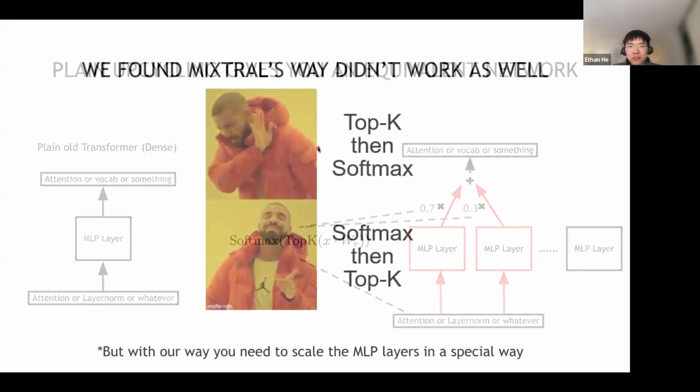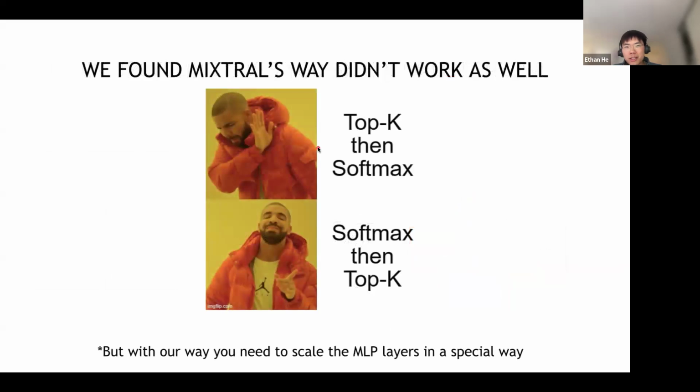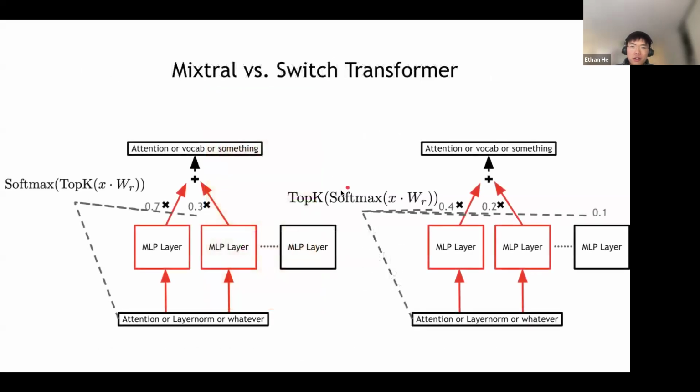And this will help stabilize the model and avoid catastrophic forgetting. But the problem here is we actually found the mixed source approach didn't work as well as expected, because the original Switch Transformer from Google uses softmax and top K for a reason. And because of upcycling, if you switch to top K then softmax, it actually hurts some performance. The difference is simply the swap of top K and softmax order.